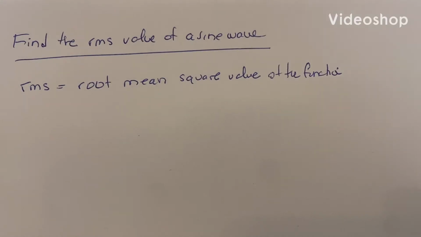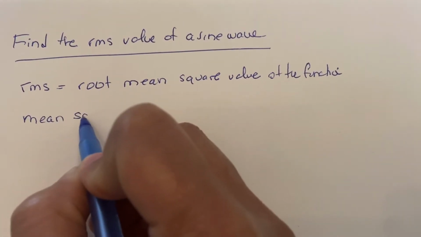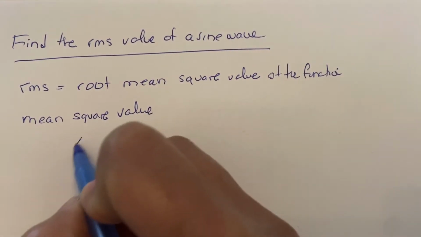In this video, we will discuss how to find the root mean square value, RMS, of a function, in particular a rectified sine function. The root mean square value means the square root of the mean square value. The mean square value can be found by the following equation.